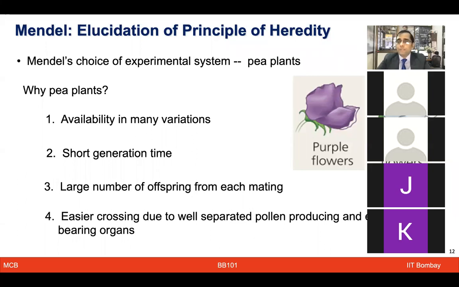And then he was able to separate the pollen and the egg bearing organs so that there is no cross pollination occurring, and he could be more confident about the results. Likewise, he could see that there is a short generation time. It means the pea plant does not take so long to grow. All of these led him to choose the pea plant.